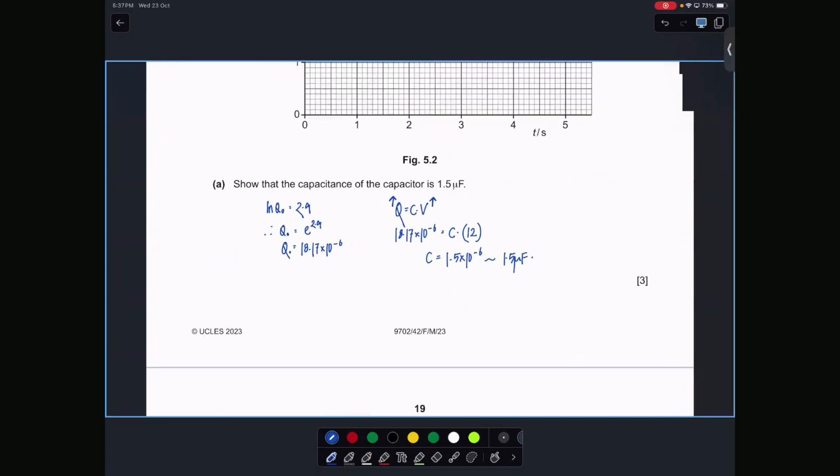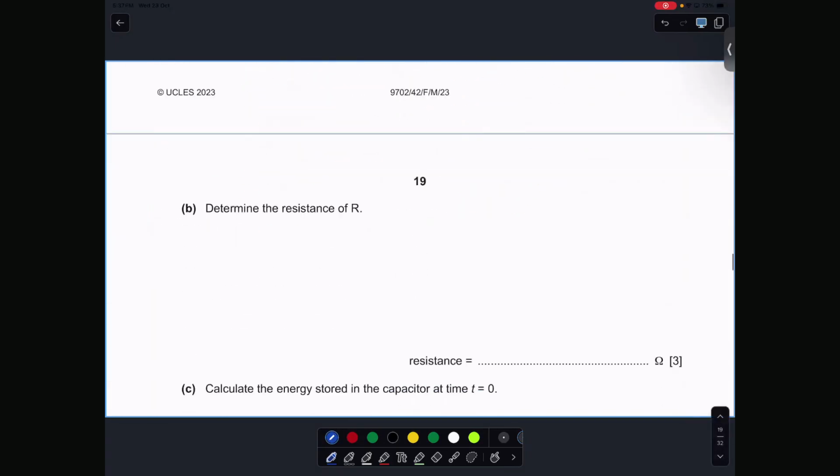Right. So that is how you find it. Is it clear? Okay. Now find the value of R. That's going to be easy. What do you need to find here first? The gradient. Okay. So the gradient of the graph is going to be equal to minus 1 by RC. We already know C, so we just need to find the value of R.